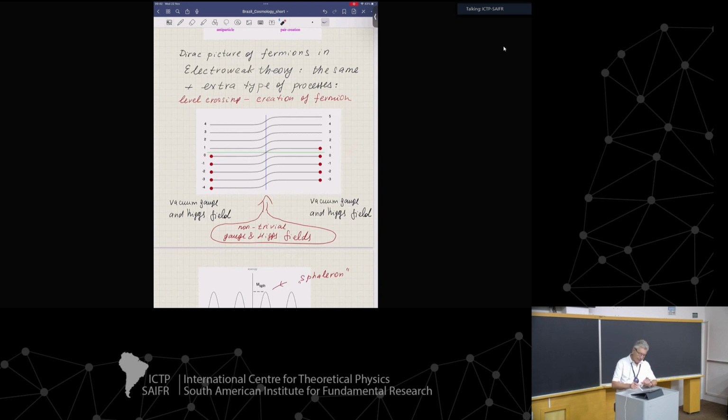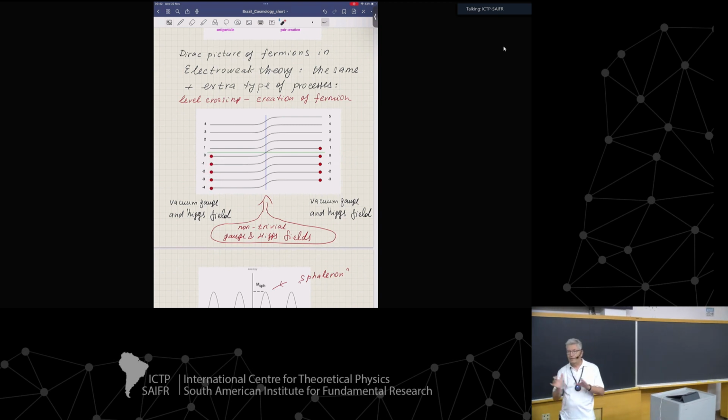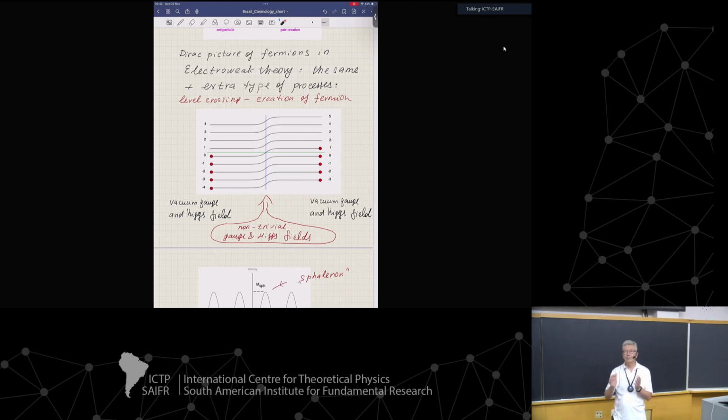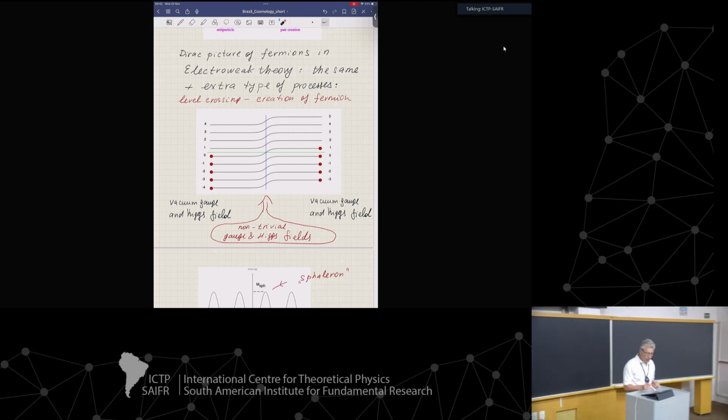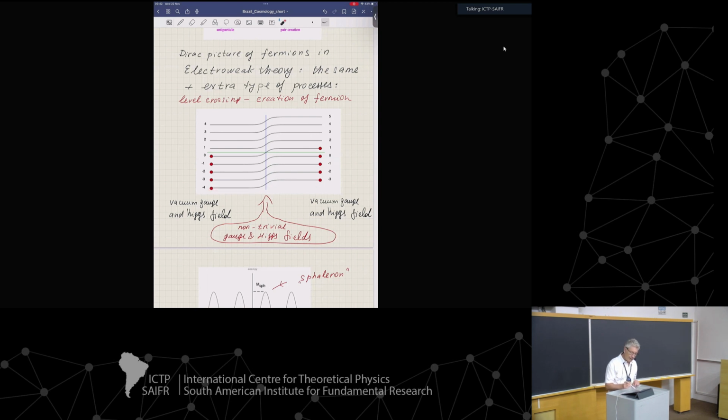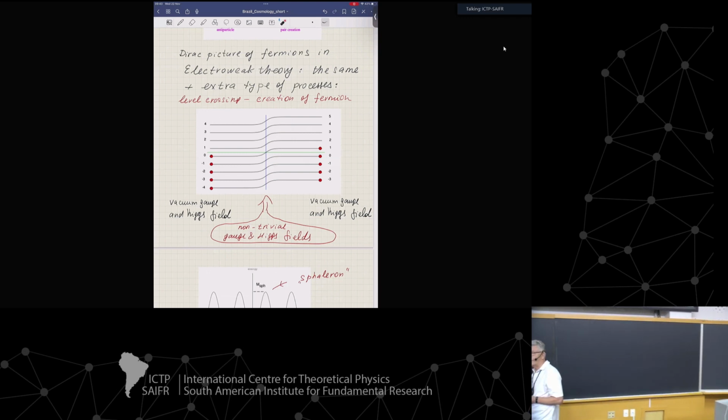Say that this axis is time, and this axis is the energy of fermions in the Standard Model. So you start from a vacuum state. Vacuum state means that all negative energy levels are occupied. And then you do something with your fields, with the Higgs field, with W and Z fields. You modify them in some peculiar way, and you follow what happens with the energy levels. Okay, and then you see this picture, that one of the energy levels crosses zero, and at the end of the day, you have one particle. Okay, not a pair of particles, but one particle.